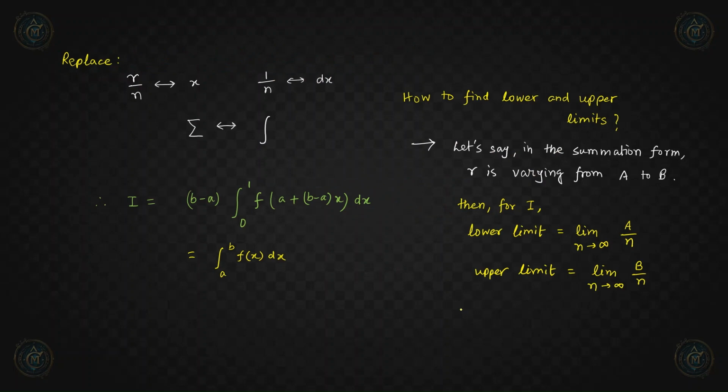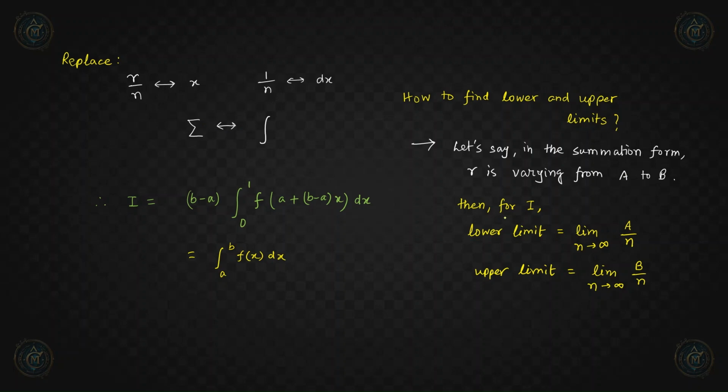Then we simply replace r divided by n. So we are expressing this as the summation of t_r, where the sum is running over the variable r. We replace r by n with x, then 1 by n with dx, and then we replace the summation with the definite integral sign. Now how to find the lower and upper limits of the integral?